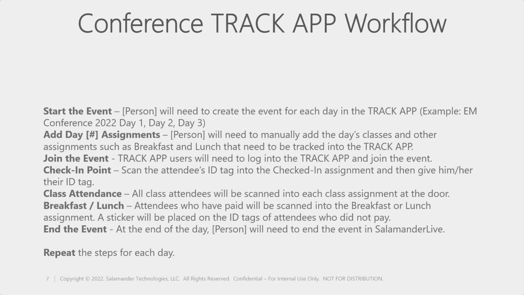So in here, step 1, start the event. You'll need to create the event for each day in the Track app. So in this case, they're using solely the Track app and then Salamander Live. They would have one person go into the Track app and create that event. So every day before the event, when they open the doors for people to come in, they have to go in there and create that event. So if, let's say, for example, EM conference, 2022, and the event's running for 3 days, you want to make sure you have a day 1, a day 2, day 3.